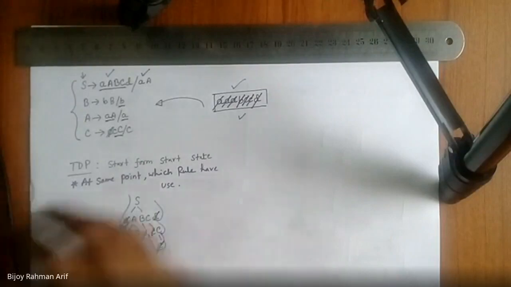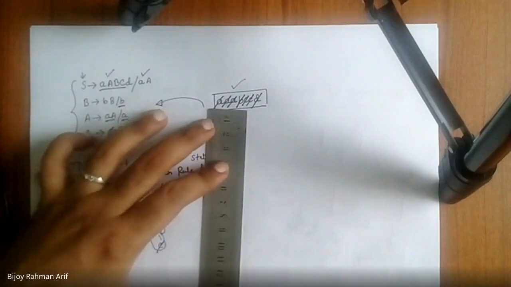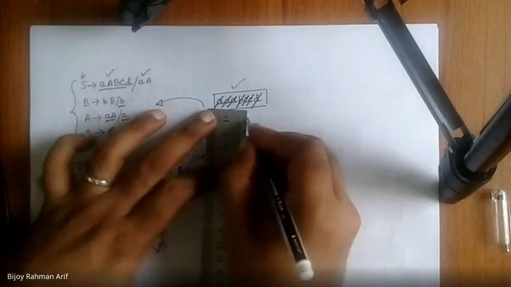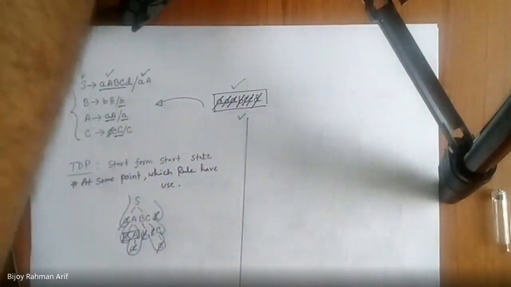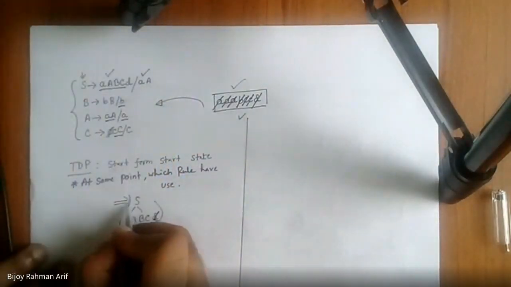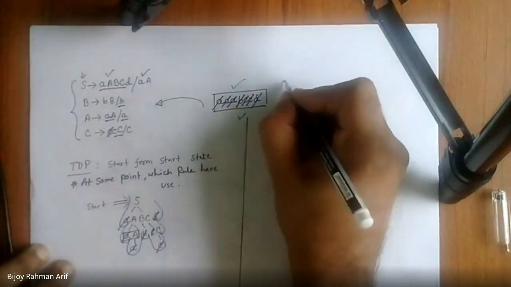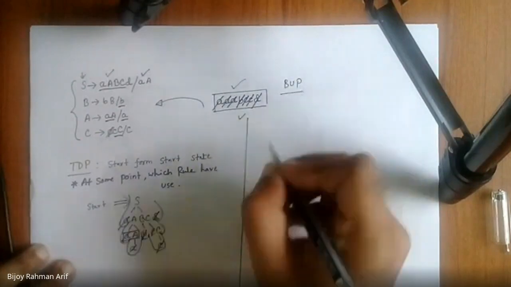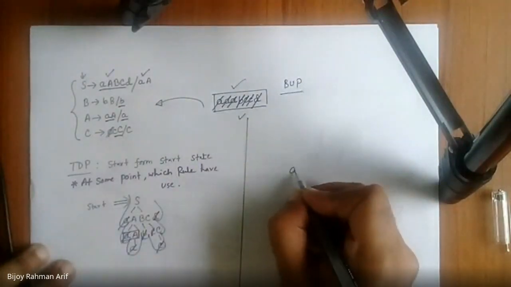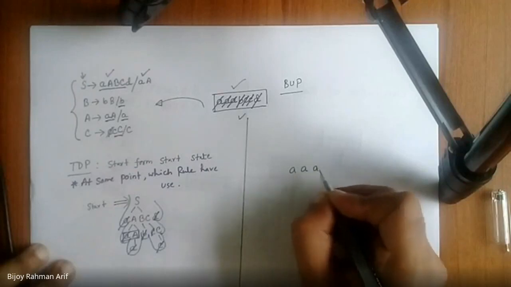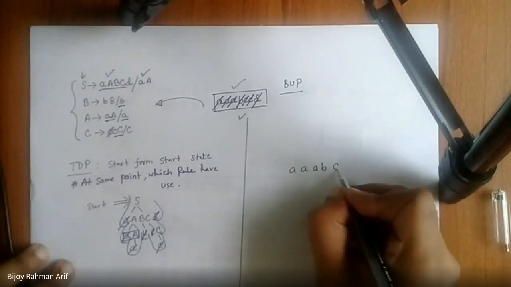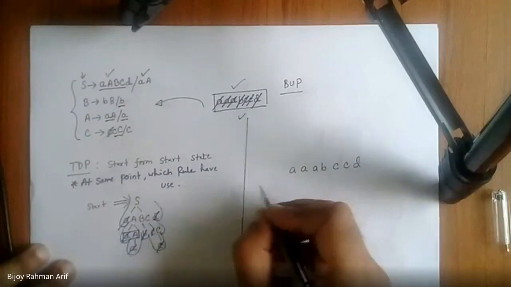Okay. Now let's go to the bottom-up parser. In the bottom-up parser, what are we actually doing? We are actually doing the reverse step. We start from the string. Here we start from S, and in the bottom-up parser, BUP, we start from the string. So what is my string? A, B, C, D. So we start from here.